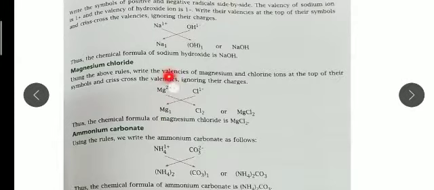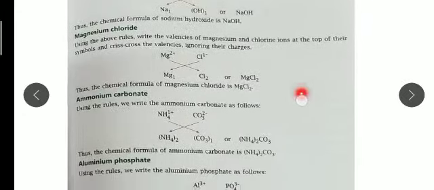So this 2 plus, you can see clearly here, is going to the chlorine. So chlorine, which was 1 minus earlier, has become Cl2 because the magnesium valency shifted to the chlorine, by interchanging or the crisscross method. So like this, the formula of magnesium chloride will become MgCl2. So this is the rule. There are 4 rules, and very simple rules.